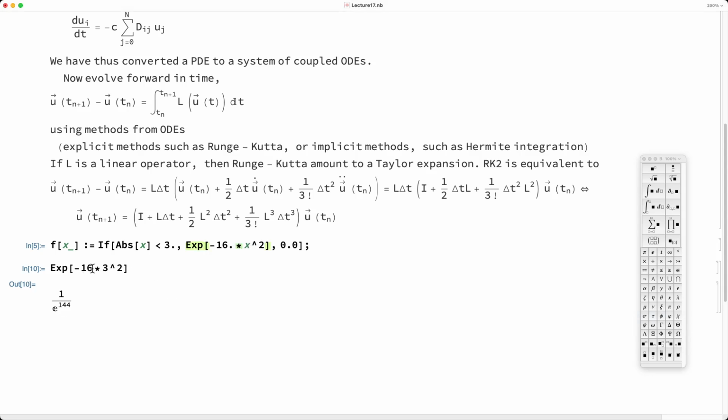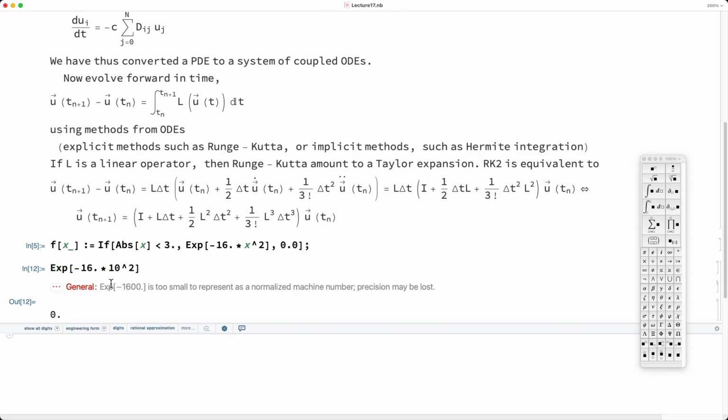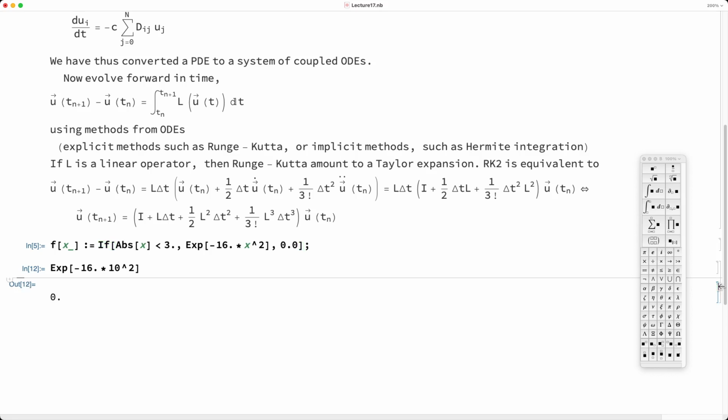So e to the minus 16 times 3 squared, we can write that as a number. It's 10 to the minus 63, so that's very small. If x is higher than 3, I set that to 0 to avoid underflow, because, for example, if that goes to 10, you get errors like that. That's too small to represent as a normalized machine number. Precision may be lost. So that's why I'm using an if statement to protect myself from this. Okay.